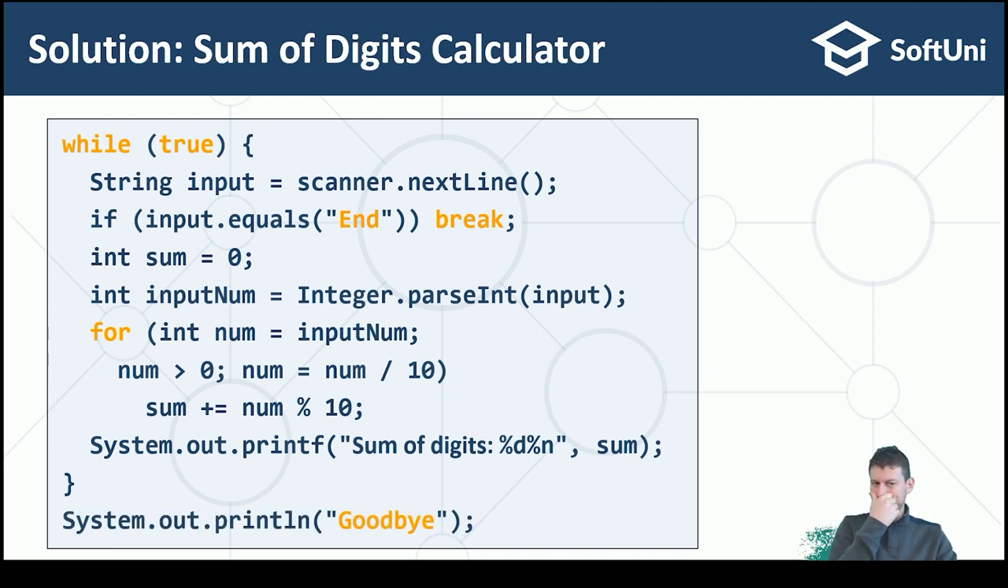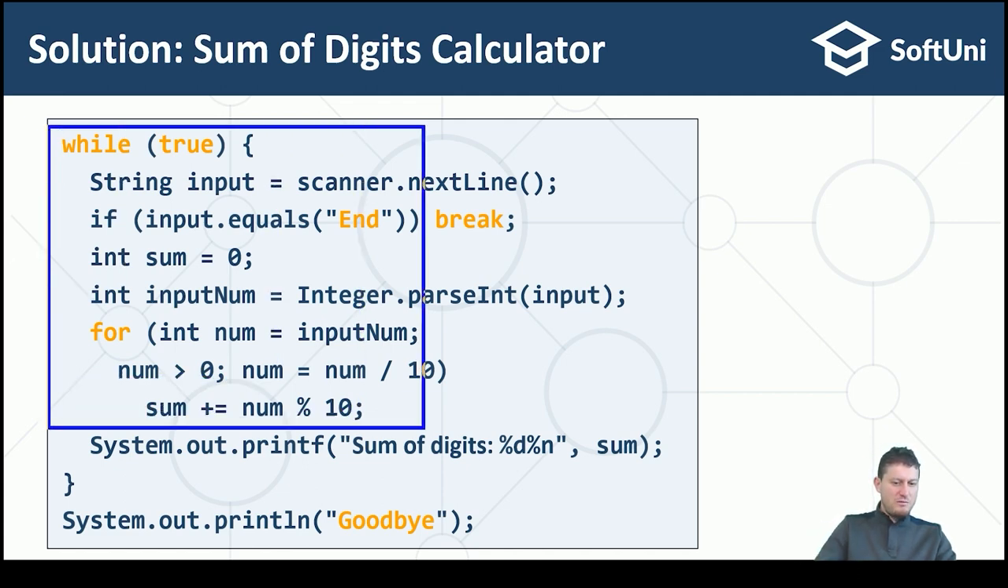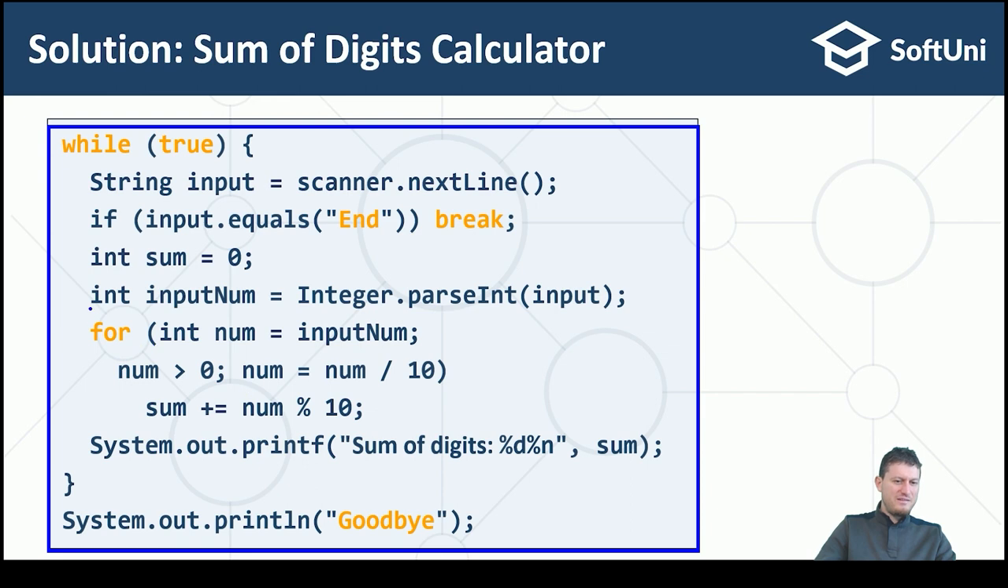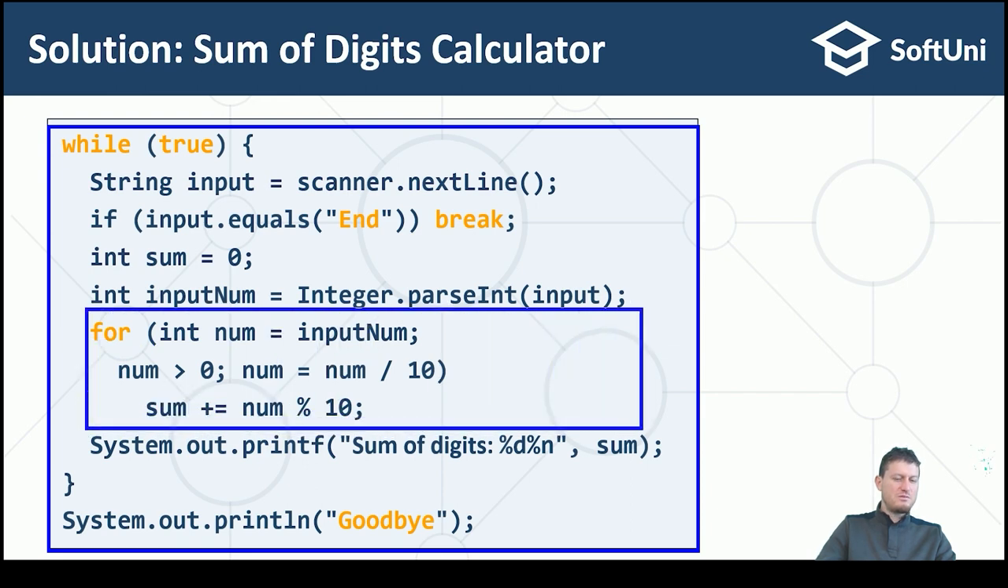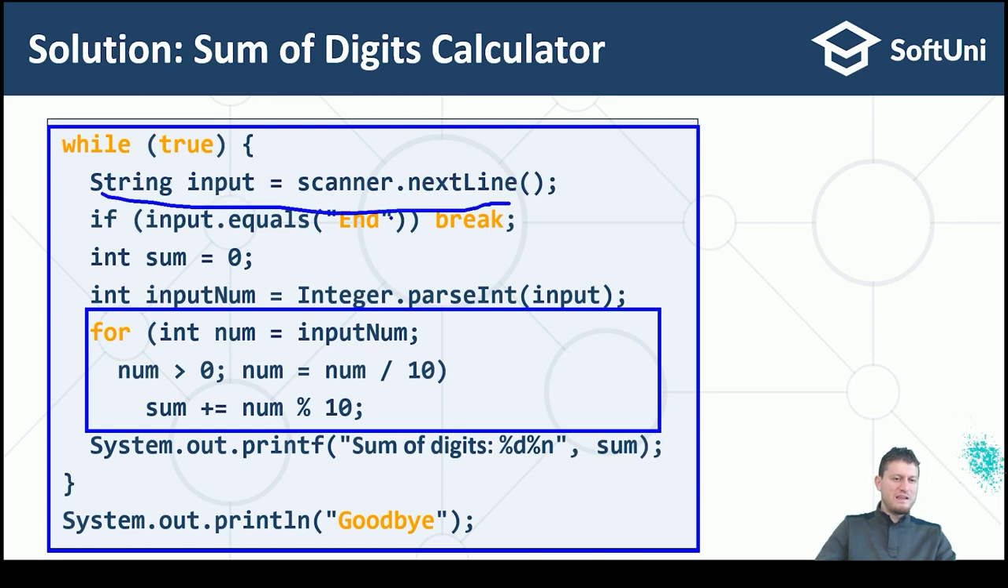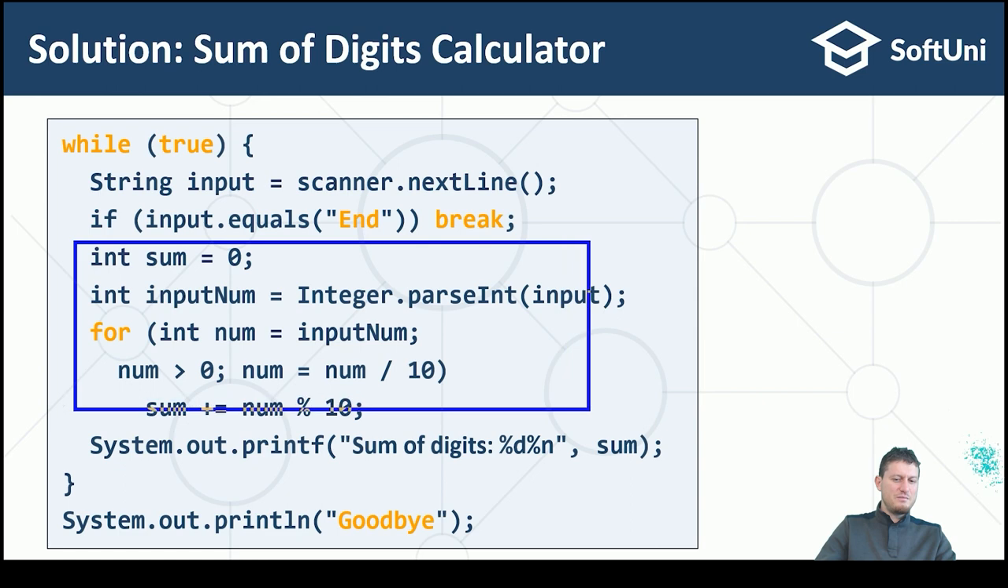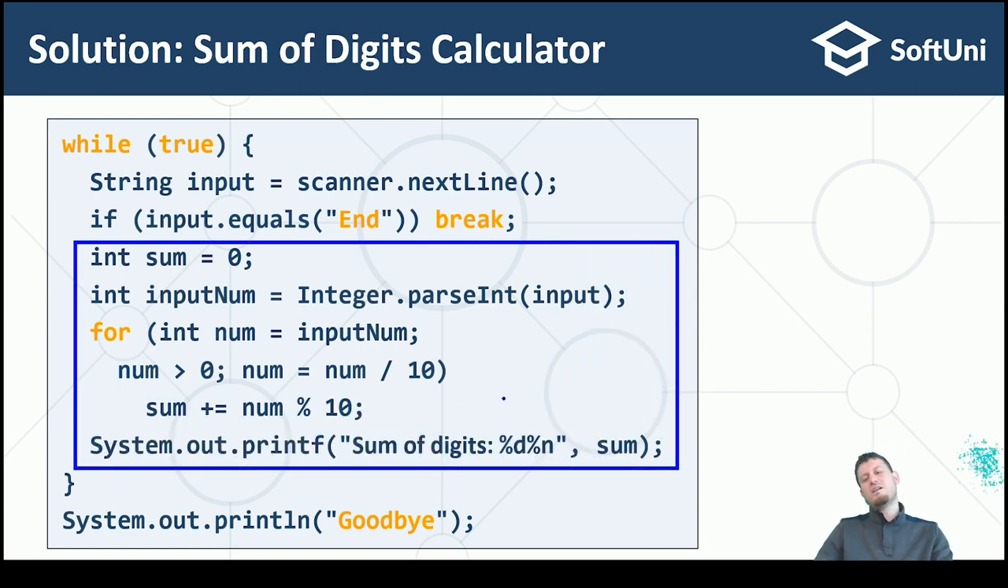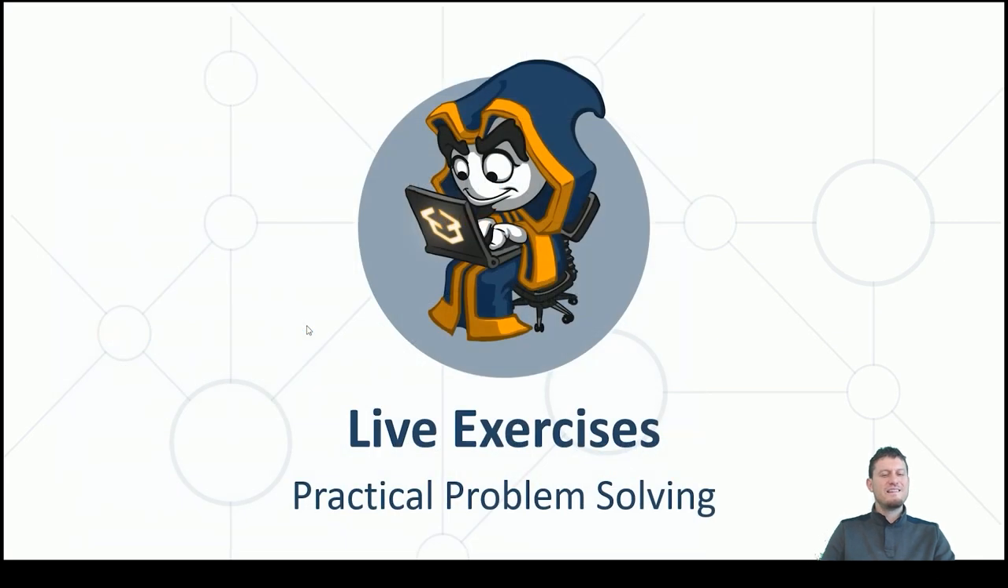So the concept is again very similar. We have a while loop, inside it we have another loop which does some calculation. We read the next line, we check for break, then we take the input number, we sum its digits, and we print the output. And we repeat this again and again until end is reached. Let's go ahead. We don't have more new things for this lesson.